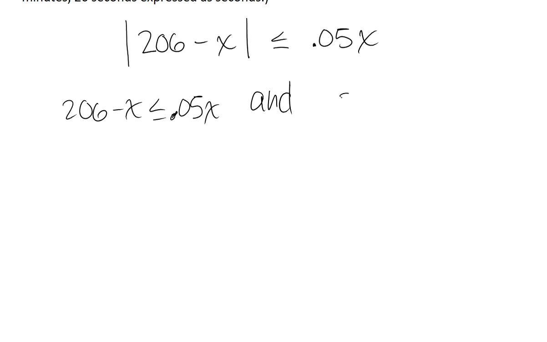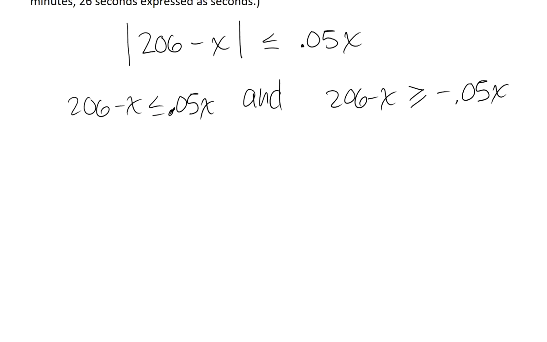Now, if this 206 minus x was a negative number, what I would do is flip the direction of the inequality and multiply this by negative 1. So I'd write it as: negative 0.05x is greater than or equal to negative 0.05x.